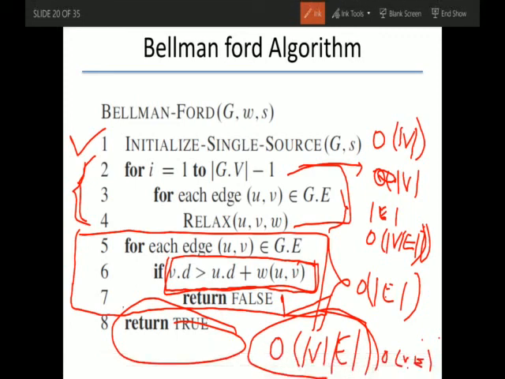That's it. In the next lecture we will see another algorithm for the single source shortest path problem, which is Dijkstra's algorithm.